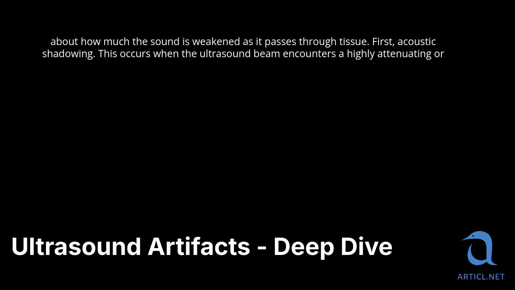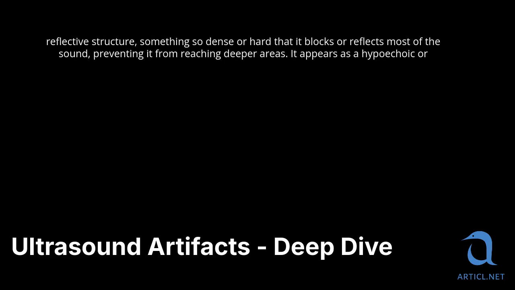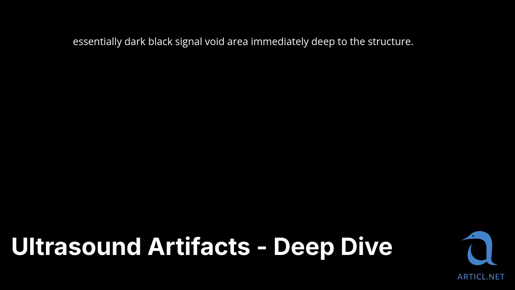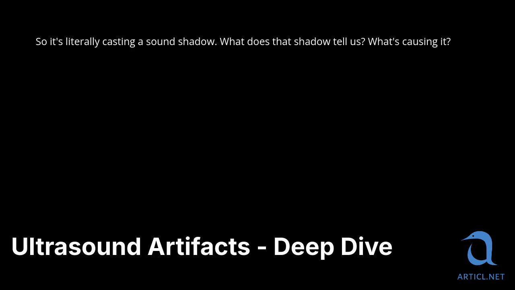First, acoustic shadowing. This occurs when the ultrasound beam encounters a highly attenuating or reflective structure, something so dense or hard that it blocks or reflects most of the sound, preventing it from reaching deeper areas. It appears as a hypoechoic or essentially dark, black signal void area immediately deep to the structure. So it's literally casting a sound shadow. What does that shadow tell us?